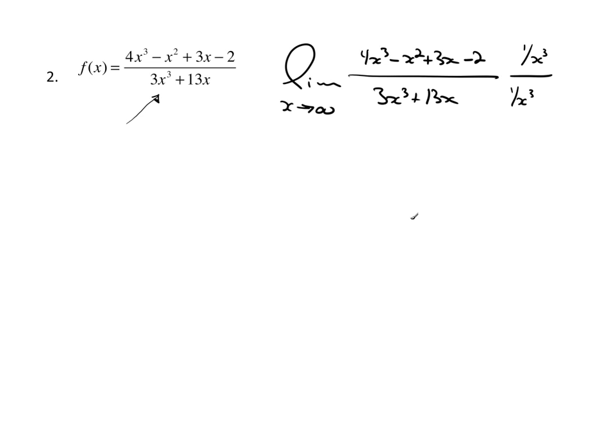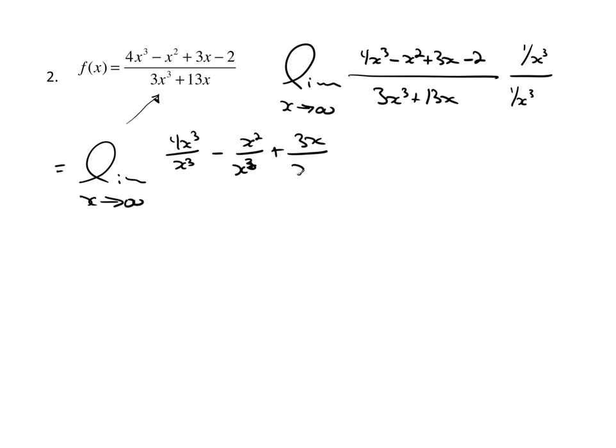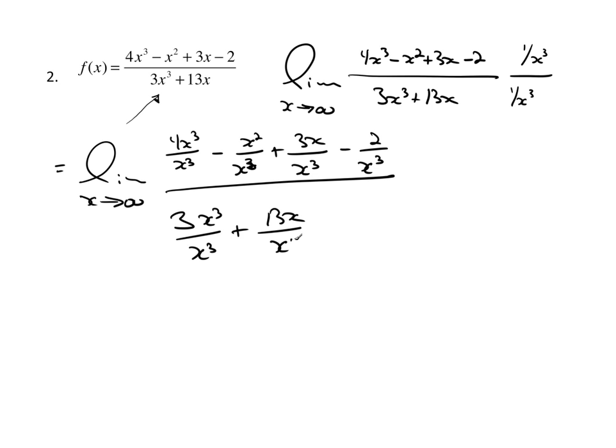Now when I do that, I end up with a limit as x goes to infinity of 4x cubed over x cubed minus x squared over x cubed plus 3x over x cubed minus 2 over x cubed. That's all the numerator. The denominator becomes 3x cubed over x cubed plus 13x over x cubed.